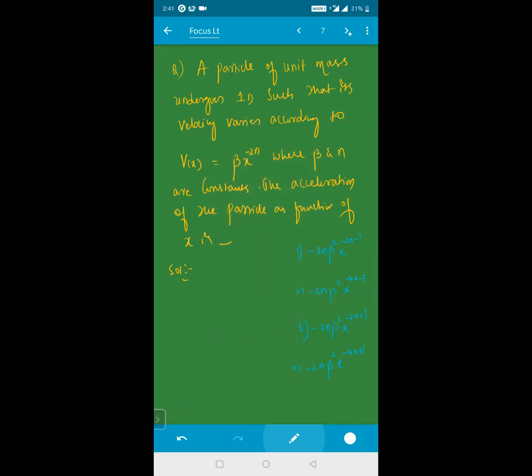A particle of unit mass undergoes one-dimensional motion such that its velocity varies according to v is equal to beta x to the power of minus 2n, where beta and n are constants. The acceleration of the particle as a function of x is equal to how much? This is a medical question only, but don't think of it as an engineering question. It was asked in a previous CBSE PMT examination.